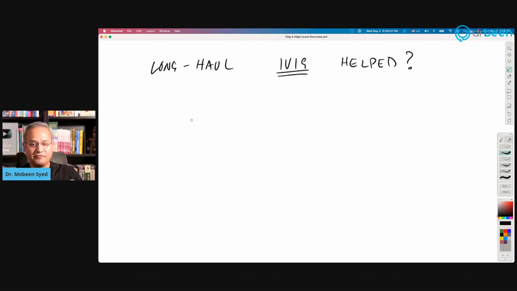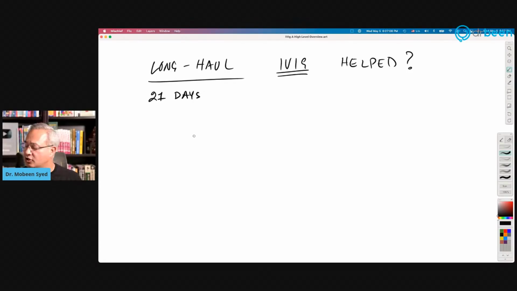IVIg. When you give the IVIg, how long would it stay? Normally, IVIg can stay for 21 days or 20 days. This is why usually it is given monthly, but nowadays with the subcute, there are even weekly doses as well. So going back here, how does it help?